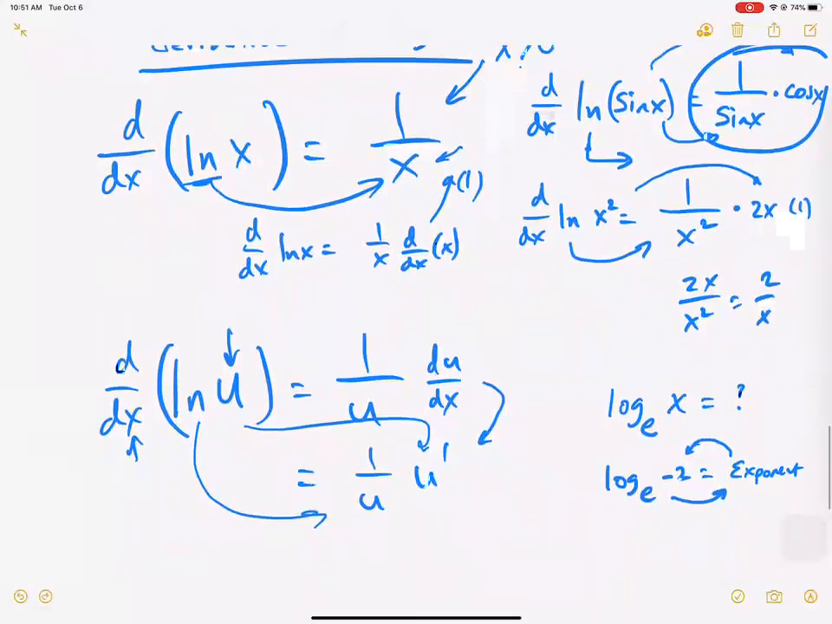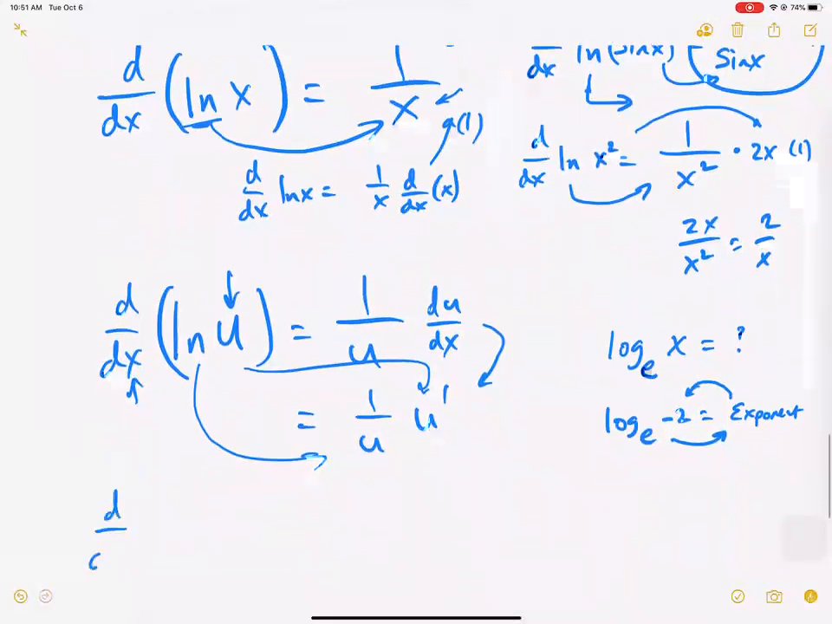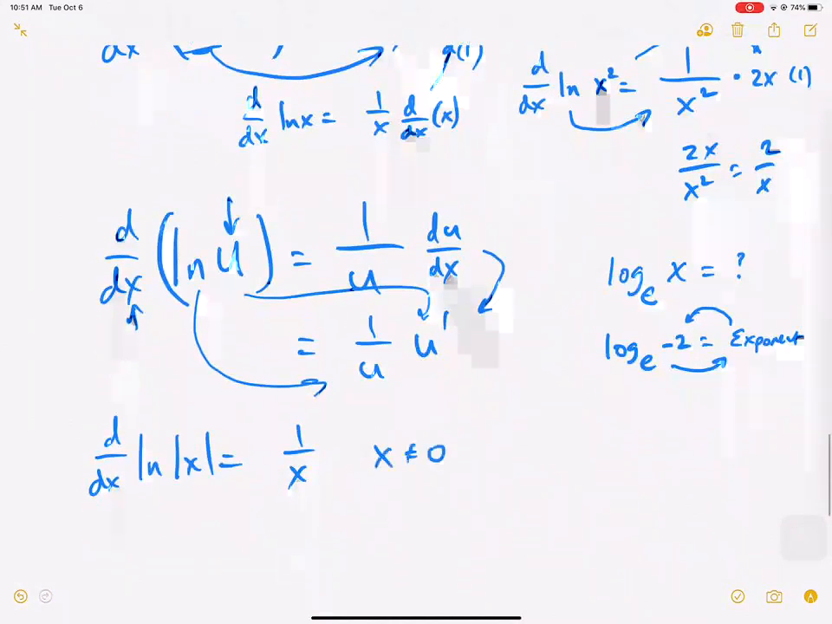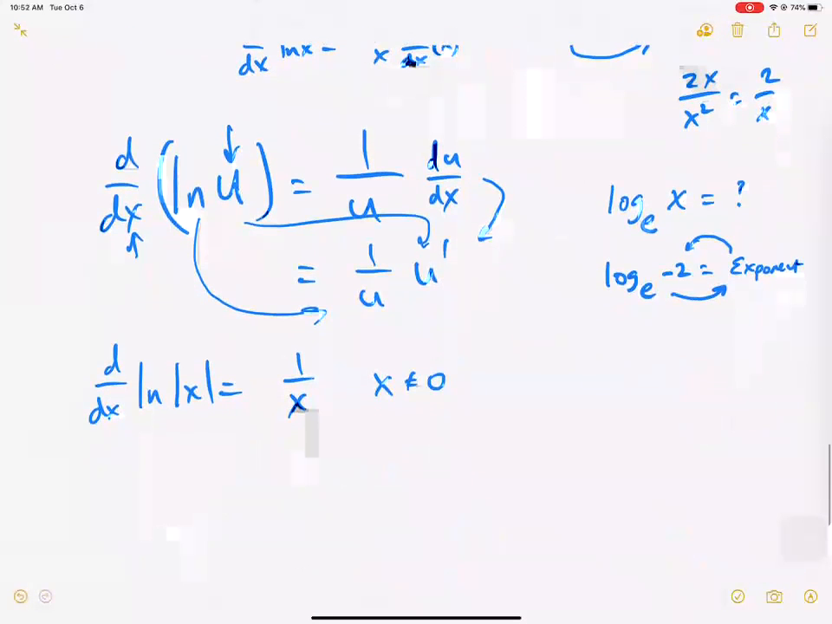There's one more rule here, just on the side. d over dx of natural log of absolute value of x is still equal to 1 over x, but x can't be 0 now. That's all.